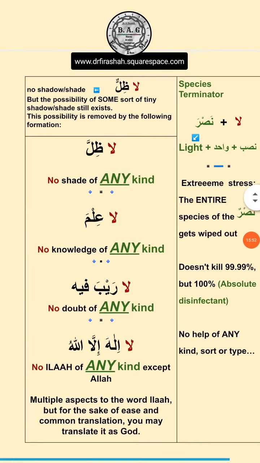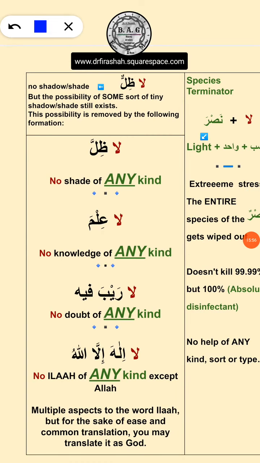After this discussion, I hope that you have understood what this entire pattern means. So let's go through a couple of examples now. La zillun. Zillun means shade, so la zillun would mean no shade or no shadow. But since it is zillun, with tanween and rafa, this simply means that the possibility of some tiny shadow somewhere still exists. If you want to remove this possibility, you are going to say la zilla, meaning no shade of any kind, variety, quantity or intensity.